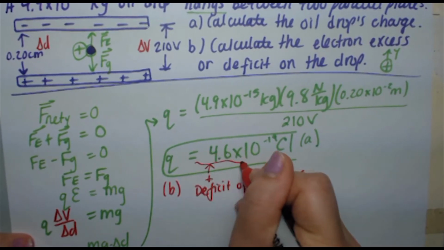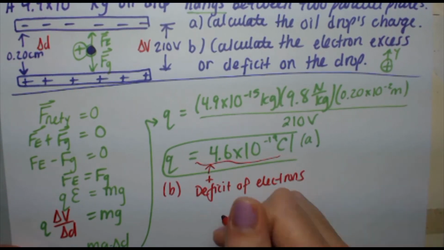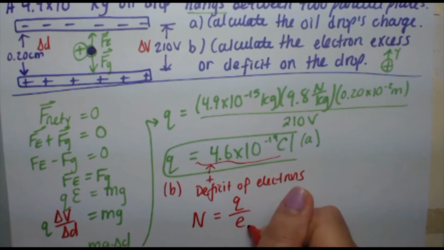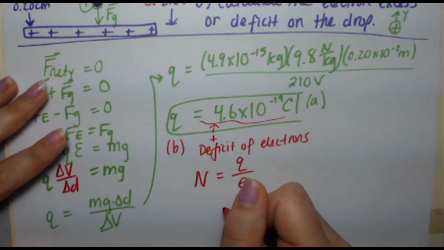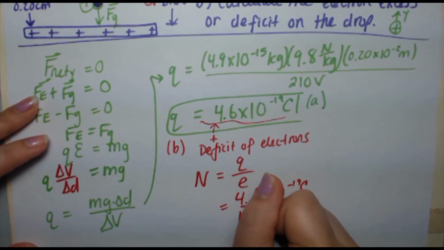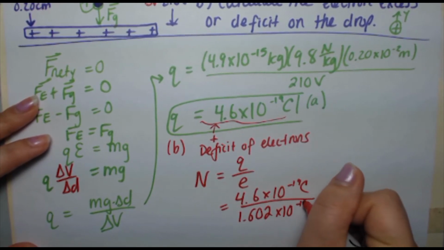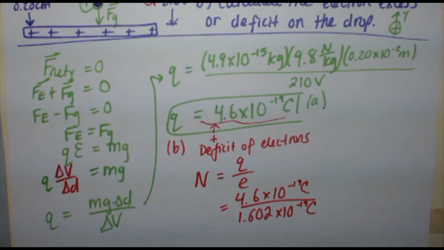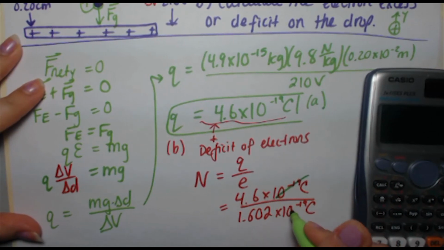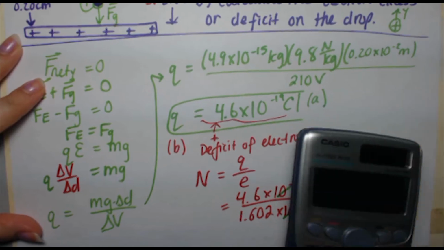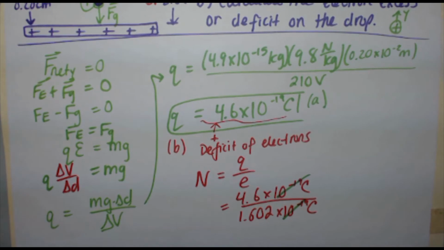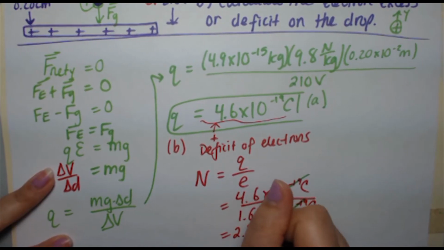Now, how many electrons? Well, this is the total net charge now. So if I want to figure out how many electrons, N, I just have to take the total charge that there is and divide by the charge of one electron, right? That's going to tell me how many pieces I have. So 4.6 times 10 to the minus 19 coulombs divided by 1.602 times 10 to the minus 19 coulombs. Okay, so let's grab our calculator and crunch that out. Notice that the times 10 to the 19 is just going to cancel. So all you really have to do is 4.6 divided by 1.602. That gives 2.87 electrons.